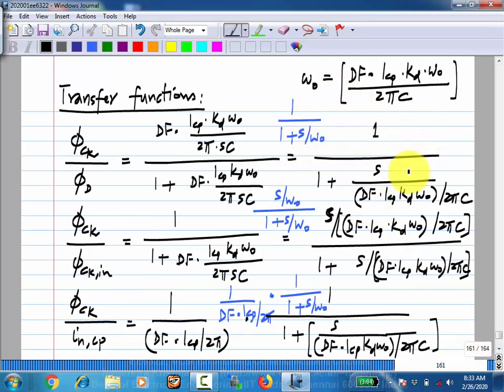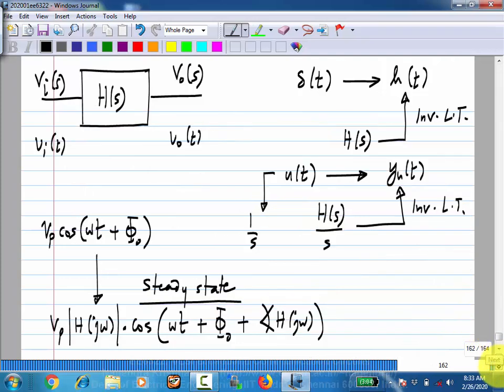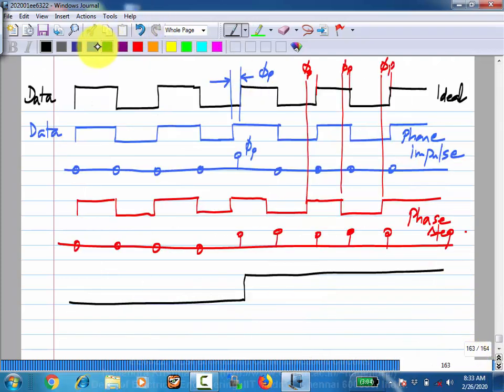It will be exponential. It will basically do that, and how long it will take depends on omega naught. What is the time constant of this exponential? The time constant is 1 by omega naught. So the smaller the value of omega naught, the longer it takes to get there.